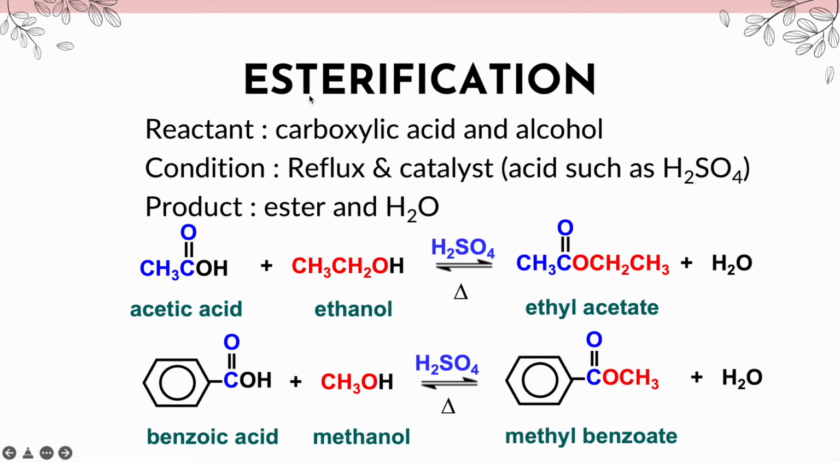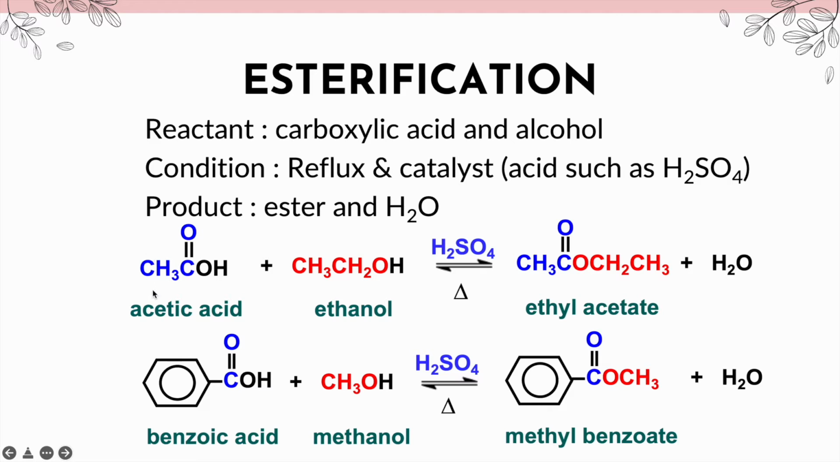Second reaction, esterification. Alcohol reacts with carboxylic acid, we call it esterification. The condition must be reflux and catalyst. Reflux or heat. Reflux means slowly heat, or you can write down heat, or you can write down the word reflux. The catalyst is H2SO4 acid. Make sure in esterification you use a reversible arrow, because the products can become the reactants again.